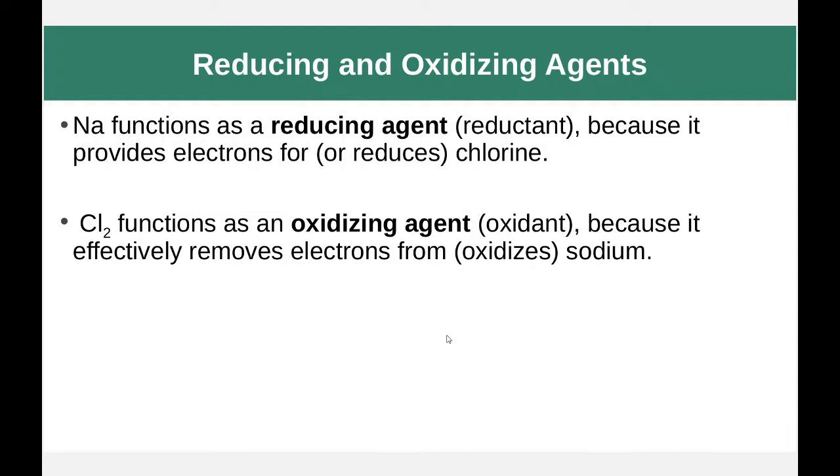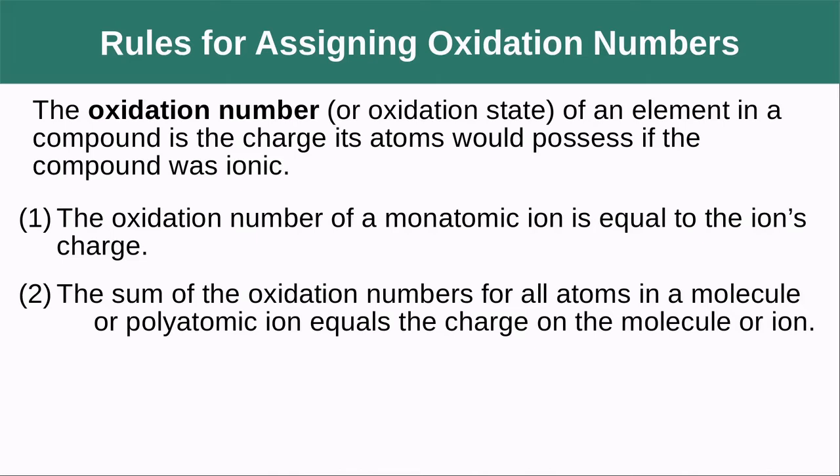The oxidation number of an element in a compound is the charge its atoms would possess if the compound was ionic. We have a couple of rules for this. The first one for assigning oxidation numbers is that the oxidation number of a monatomic, a single atom ion, is equal to the ion's charge. So it's only compounds where we have to figure out anything particularly tricky about what the oxidation number is.